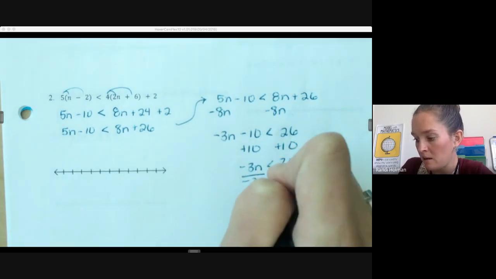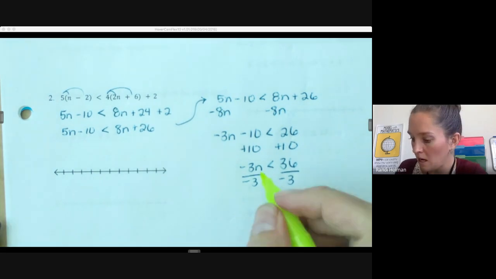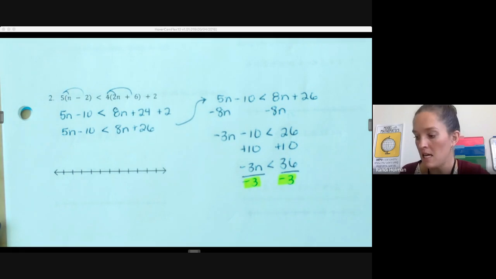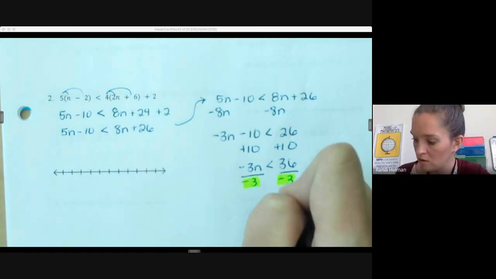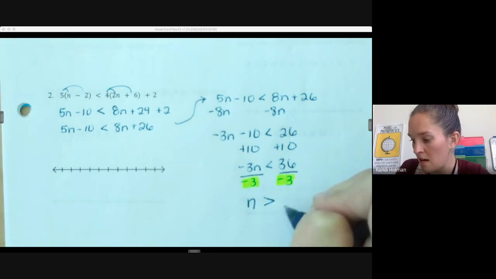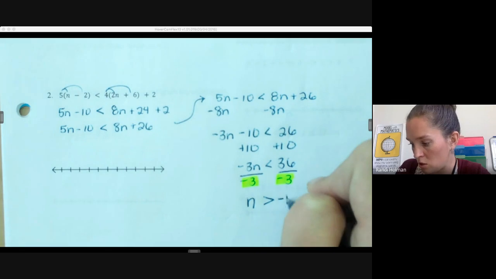And divide by negative 3. Ooh, we divided by a negative. Right, we're always looking at what we are dividing by. The thing we're doing to both sides, is that a negative? If it is, flip your sign. So now we have n is greater than negative 36 divided by negative 3, which is 12.